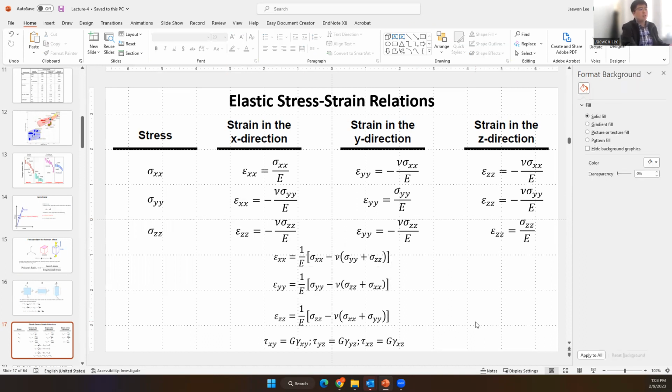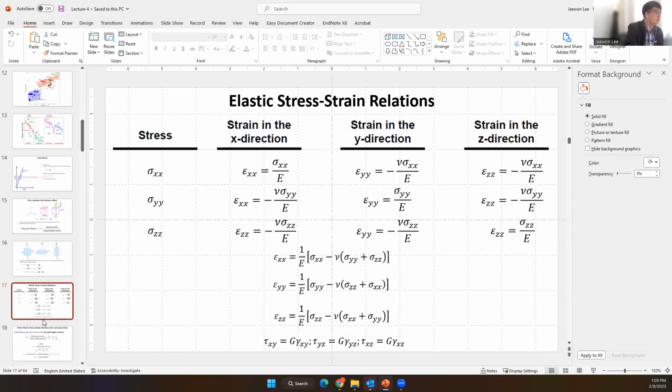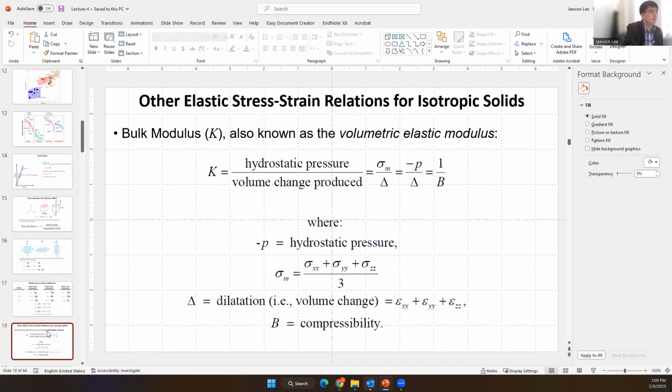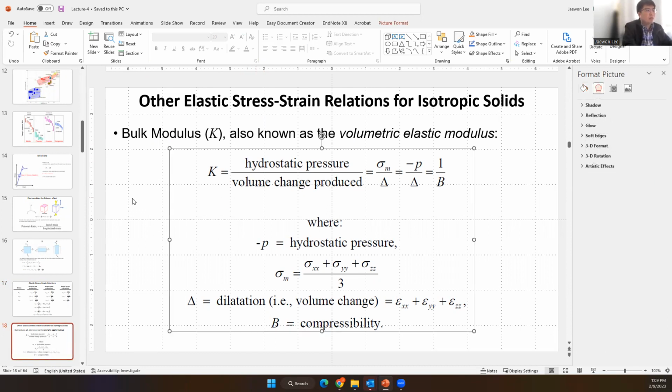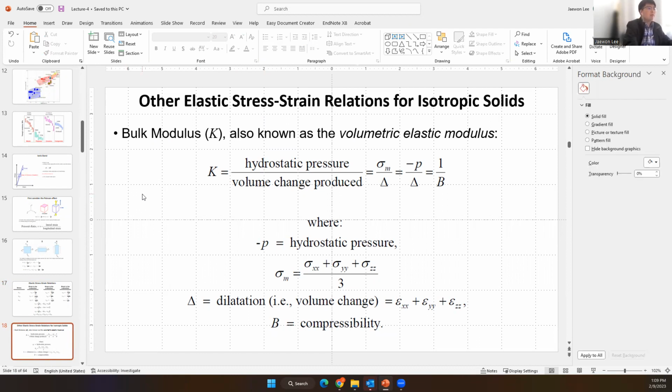So to simplify, we can use this. There is also the volumetric change, the bulk modulus. At this time we focus on the volume changes. If we apply pressure, we focus on the volume changes. So this is the definition of the bulk modulus, the volumetric elastic modulus.